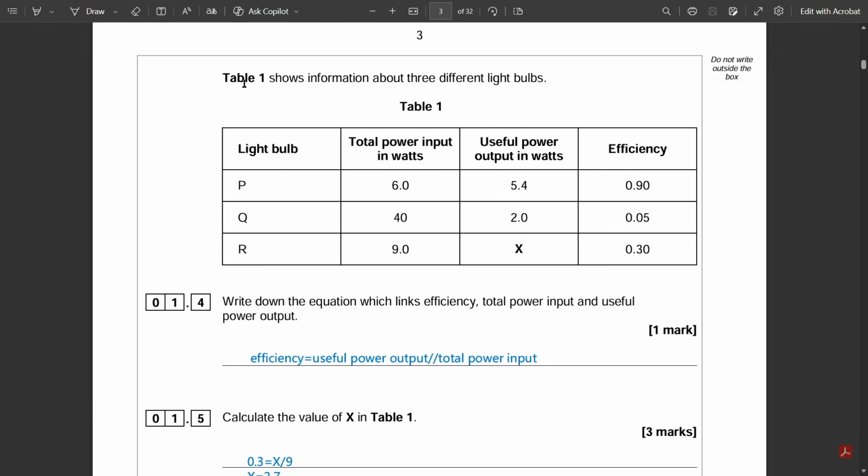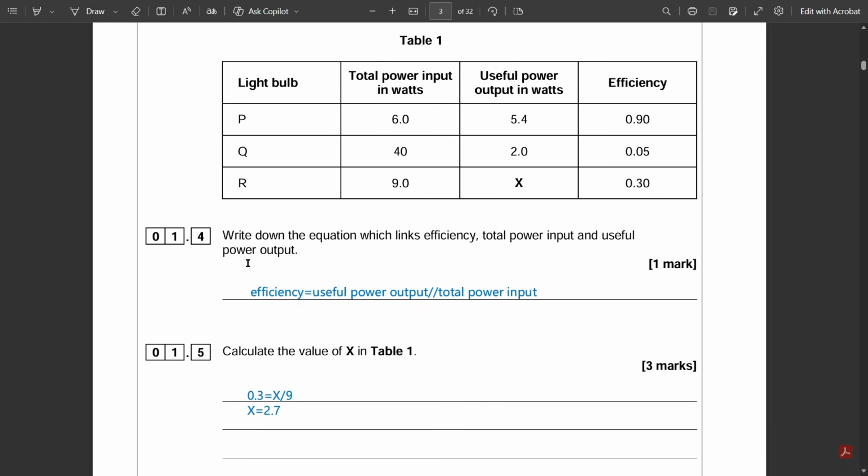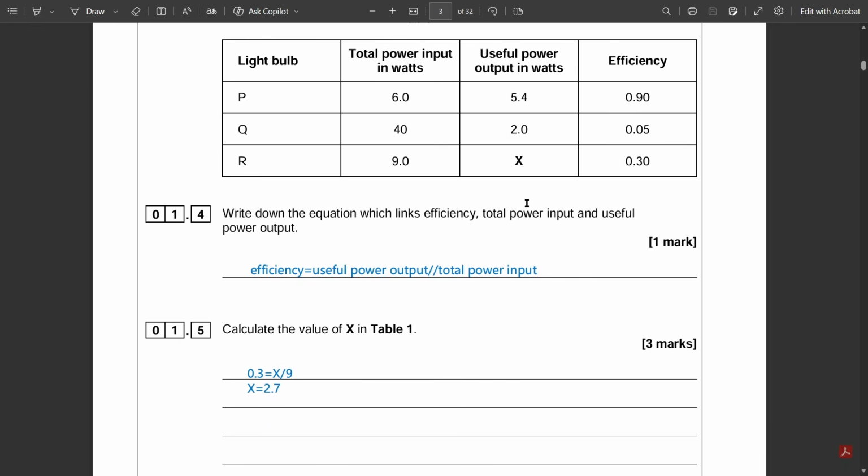Then we're shown some information about 3 different light bulbs. Light bulb P has a total power input of 6 watts, useful power output of 5.4 watts, and efficiency of 0.9, and then we're given some information for Q and R as well. Then we're asked to write down the equation which links efficiency, total power input, and useful power output. And we're told that efficiency equals useful power output over total power input. And once again, that's given in your formula booklets nowadays.